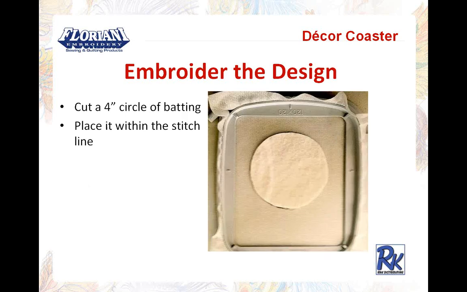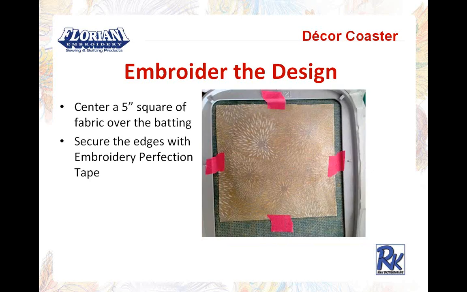Then what you want to do is take your 4-inch circle of batting, cut it out if you haven't already, and place it over the placement line so it's nice and lined up. So just get it in there within the stitch line. Next, you want to put your fabric over the top, center it over the batting, and secure the edges with embroidery perfection tape.